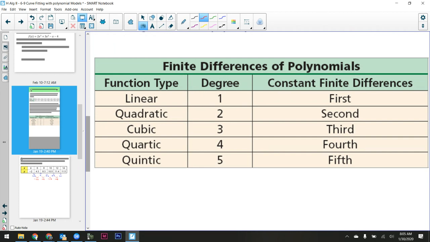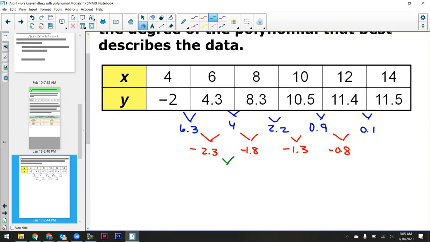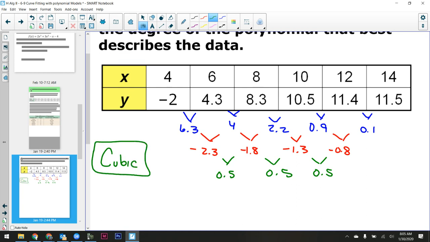If it goes down to my third differences and they're constant, then it would be cubic. For example, I'm going up 0.5, 0.5, and 0.5. So I know that this function is not first degree, not second degree, but third degree. We can call this a cubic function. That's called using finite differences to tell what type of function you should use.